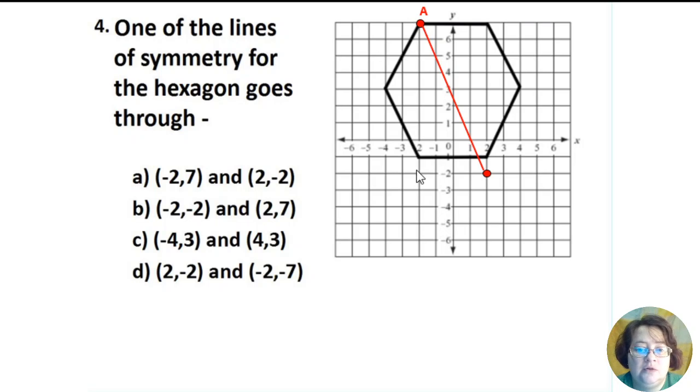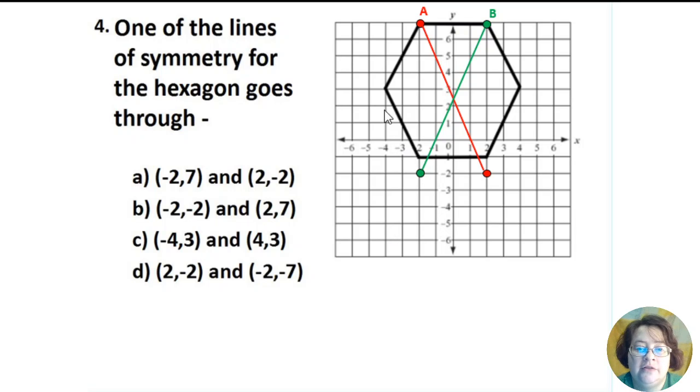B, -2, -2, and 2, 7. Connect my dots and label it as answer choice B. If we look again, it looks like there's that little corner that makes it not quite symmetric right there. So let's move on and try C.